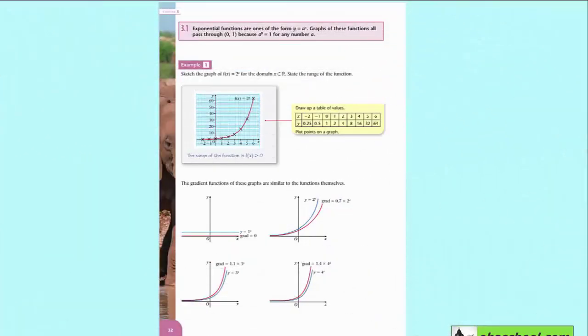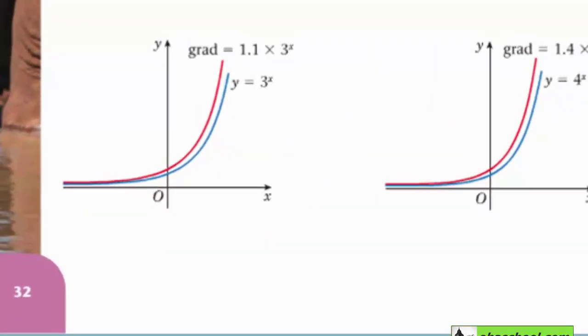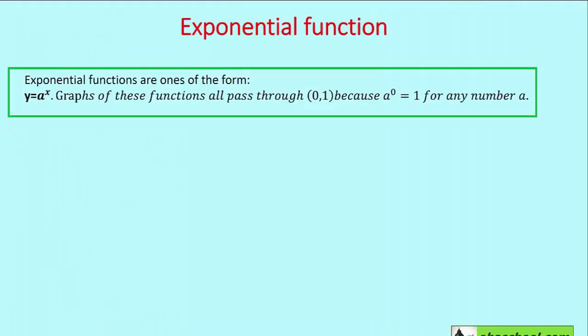The objective of this chapter is to learn the concept of exponential function and how to sketch the graph of this exponential function. This is found in the book on page 32. Exponential functions are ones of the form y equal a to the power x. Graphs of these functions all pass through (0, 1) because a to the power 0 equals 1 for any number a.